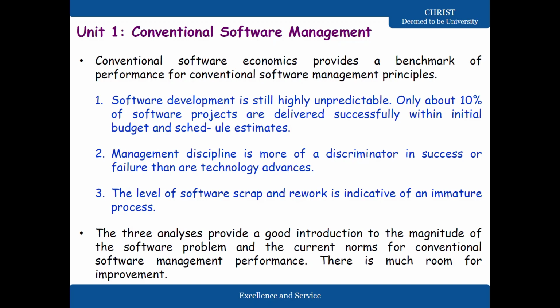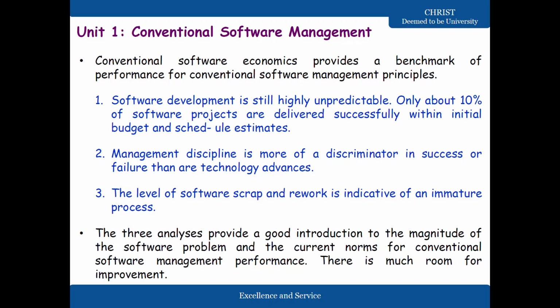Now, when it comes to conventional software management, conventional software economics provides a benchmark of performance for conventional software management principles. In conventional software management, software development is highly unpredictable, okay? Only about 10% of software projects are delivered successfully within the initial budget and schedule estimates. The second point is that management discipline is more of a discriminator in success or failure than technology advances, okay?